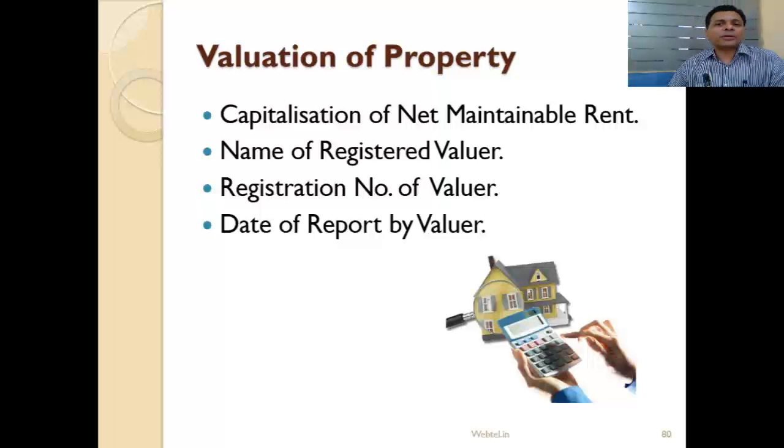Now, in valuation of property, generally till now we were using the mechanism of capitalization of net maintainable rent. But now in the form, if you see, they are also asking for name of registered valuer, registration number of valuer, and date of report by the valuer. Why do we need to get this valuation report from the valuer in the case of property? No relevant changes have been done by the department in this regard, but this information is there. Let's wait for some more information from the department in this regard. But till now, the calculation needs to be done on the basis of capitalization of net maintainable rent.